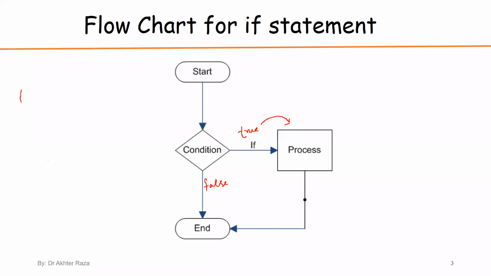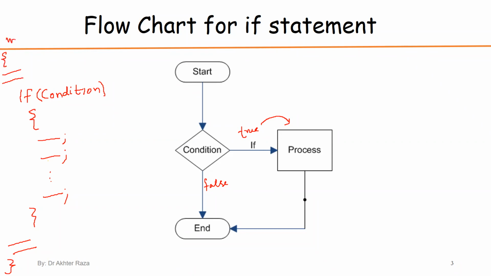In the code, we write if, and the condition should be in round brackets. Then there is a code block with statement 1, statement 2, and so on, up to the last statement within the block. Then we have statements outside the block. These statements are outside the condition.